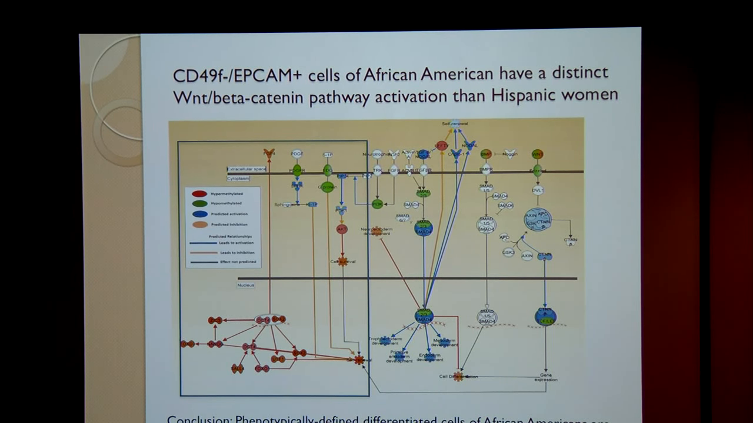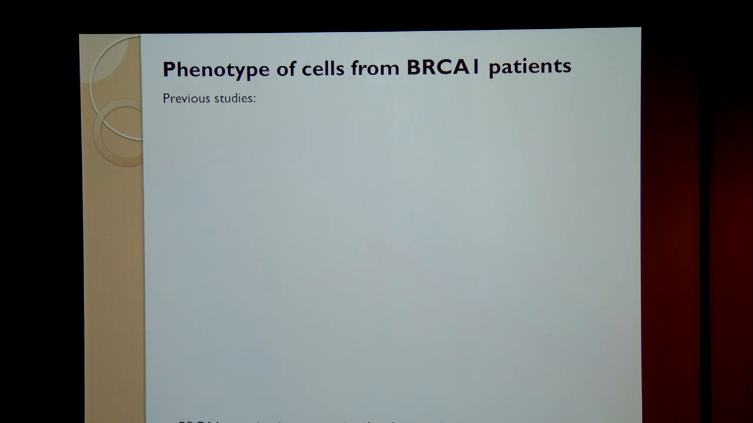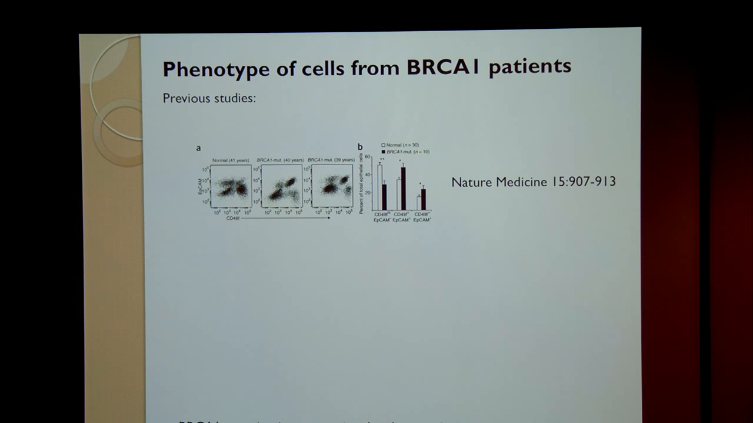Okay. So what happens to the patients who have a high risk, for example, BRCA1 mutation? Can we use this method to identify and characterize that? What was in the literature was that the BRCA1 women have more luminal progenitor cells. These are BRCA, this is the normal. That was in the literature.